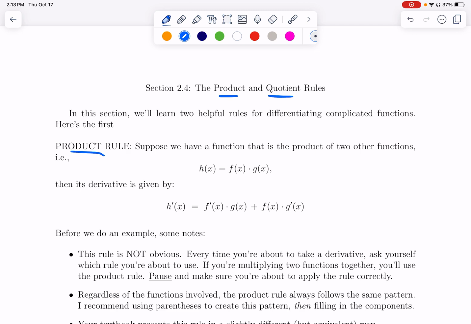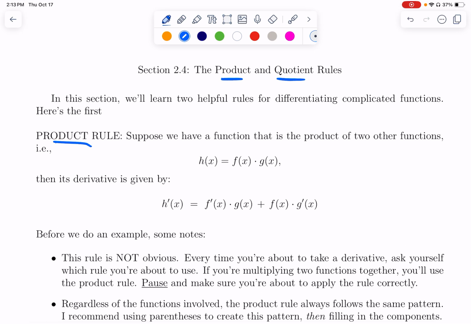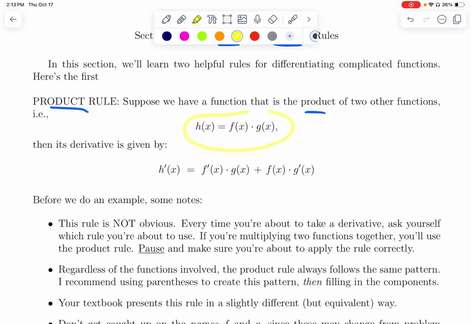The first one here is called the product rule. So suppose we have a function that is the product of two other functions. So here I'm just saying it's f of x times g of x. Here is the rule. If we have this, then the derivative of that function is given by h prime of x is f prime of x times g of x plus f of x times g prime of x.